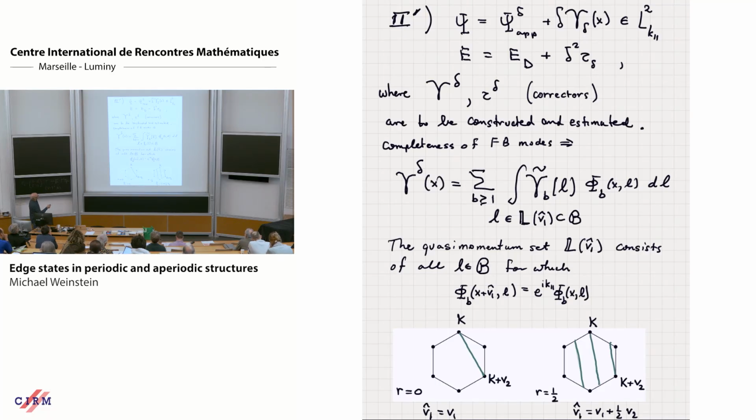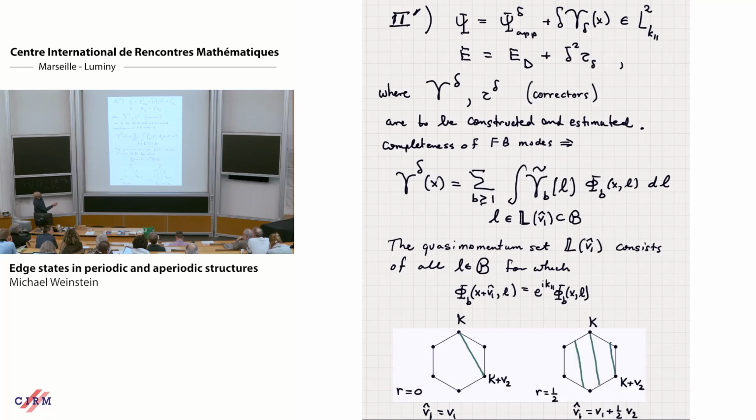You write the solution and you expand the eigenfunction and the eigenvalue, and you have to determine this upsilon delta and tau delta. These are correctors. They're to be constructed and estimated. And remember, from the completeness theorem of Floquet-Bloch modes, we could write the corrector.